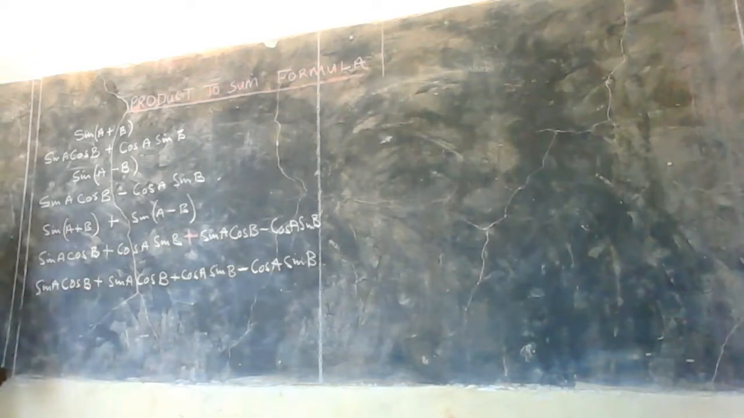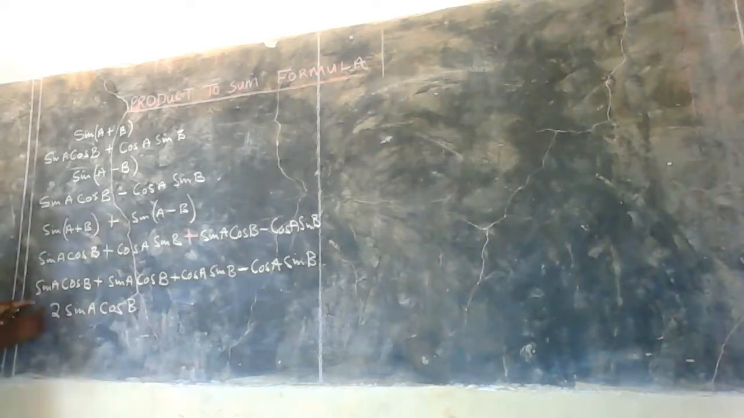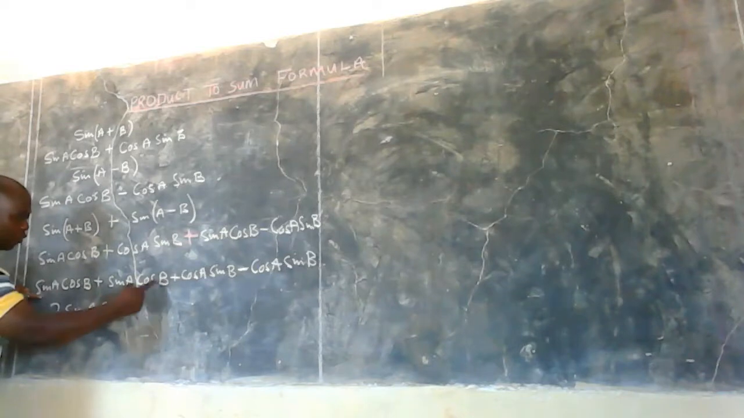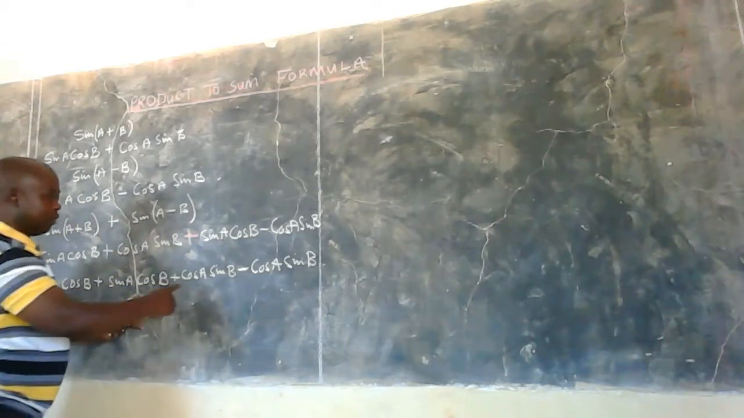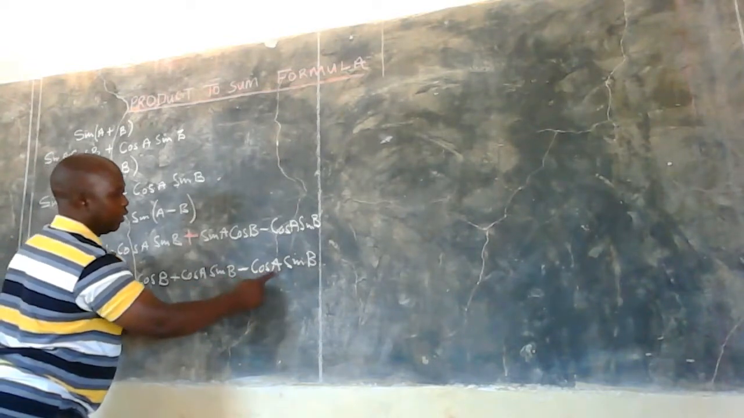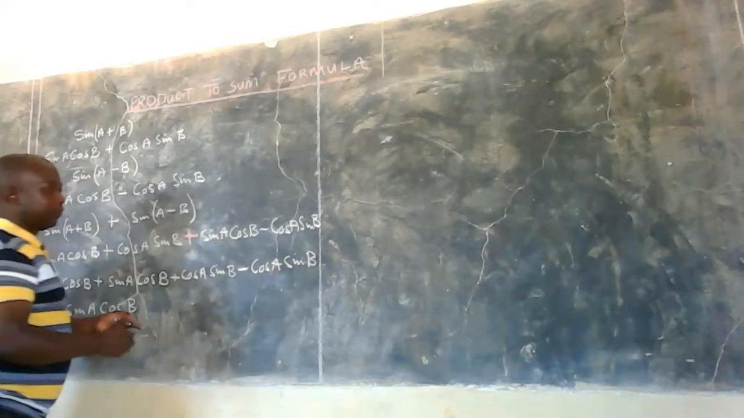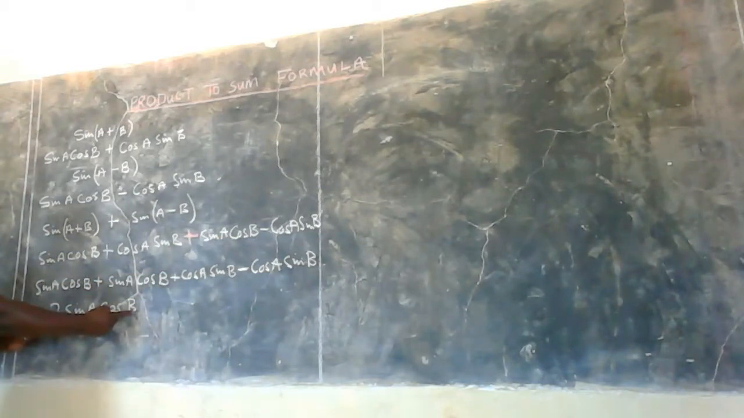When we do this addition, it will give us 2 sine A cosine B. I'm adding sine A cos B plus sine A cos B, it will give us 2 sine A cos B. And then this other part, cosine A sine B minus cosine A sine B, these will subtract and we have a 0 that side. So we just have this part here.